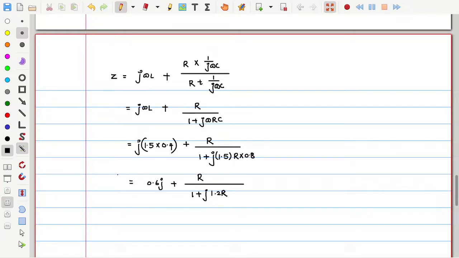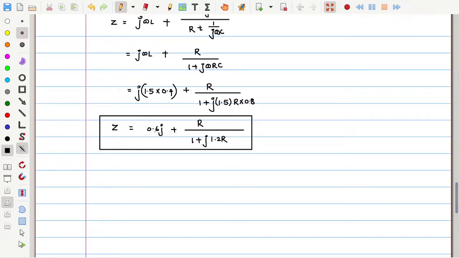Now try to see that this is the impedance. Can I say what is the imaginary part and real part in this? So here the imaginary part is 0.6, but here it is not clear, because things are in the denominator. What we do for this kind of thing is rationalize it. So R divided by 1 plus j 1.2 R, now I will multiply and divide with 1 minus j 1.2 R divided by 1 minus j 1.2 R.